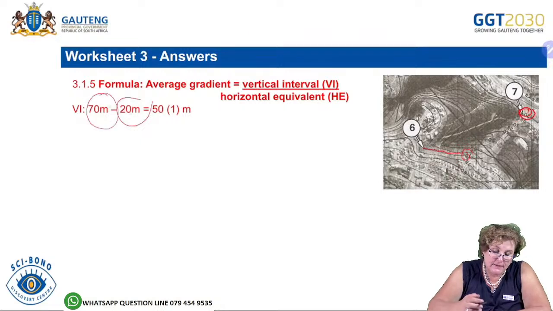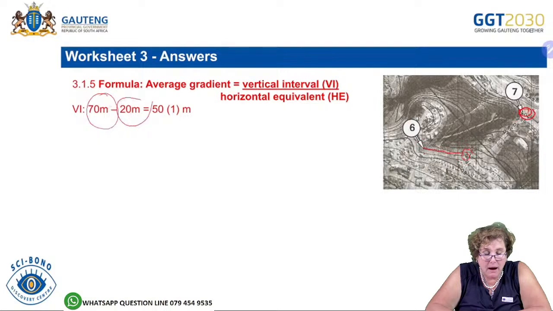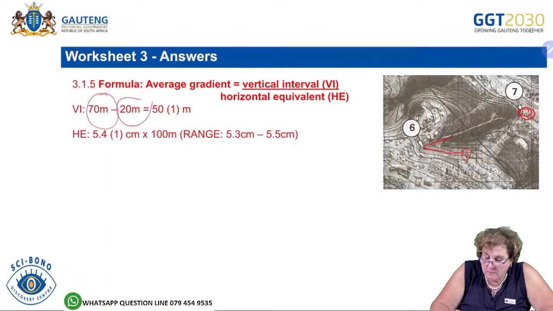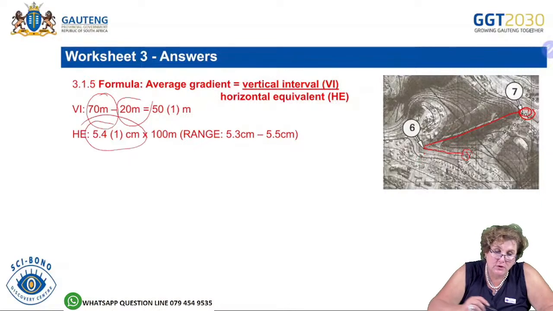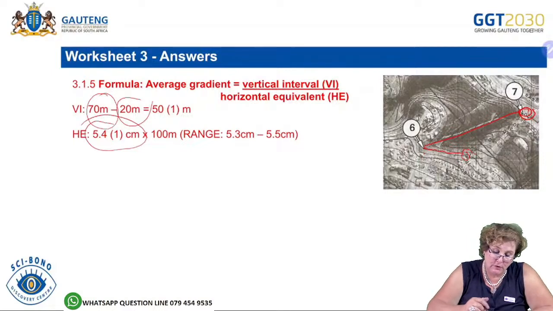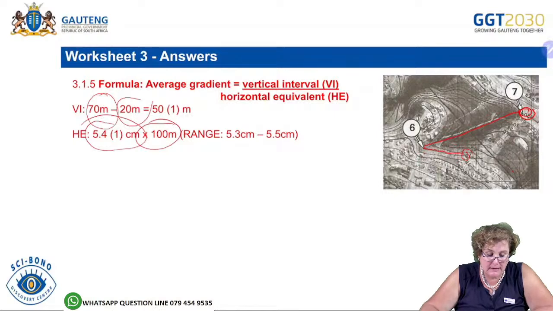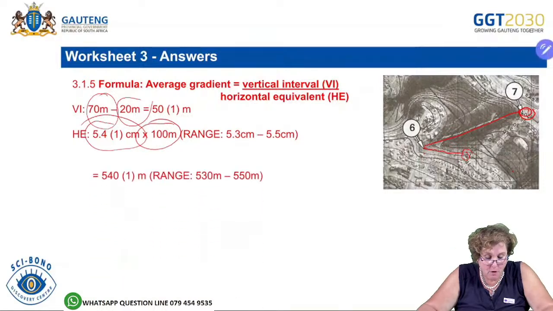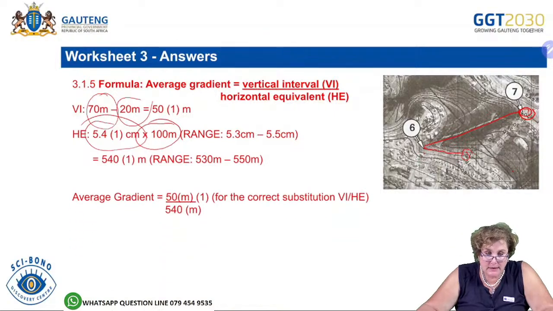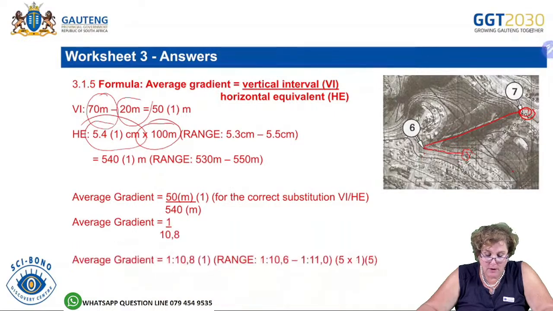I follow the contour line. So I have 70 meters minus 20 meters gives you 50 meters. You can see where you get your mark allocation for. Then if you measure from there to there, you will get 5.4 centimeters. Look there, you get a mark for that. I'm working on my orthophoto map, so I must times it by 100 to get meters. So if I do that, I will get 540 meters.